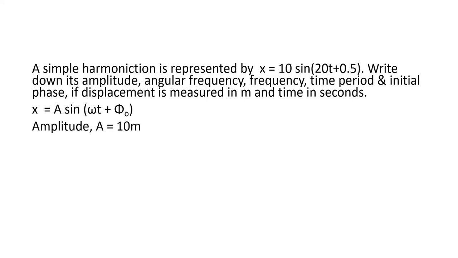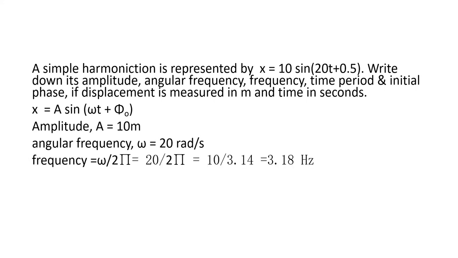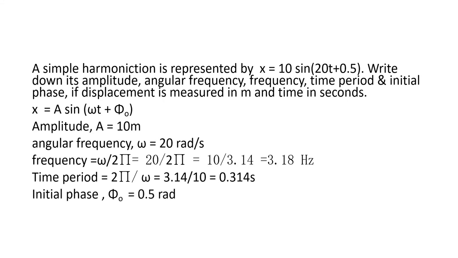If you compare with the standard equation, you can write directly: amplitude is equal to 10 meter and angular frequency omega is equal to 20 radians per second, because all are in SI units. Then frequency is omega by 2 pi, which is 20 by 2 pi, so 10 by pi, which is 10 by 3.14. If you simplify, you will get 3.18 hertz. Now time period: 1 by 3.18, or 2 pi by omega, which is 3.14 by 10, or 0.314 seconds. Then the initial phase phi 0 is given as 0.5, and the unit is radian. Okay, so these types of problems will be asked.